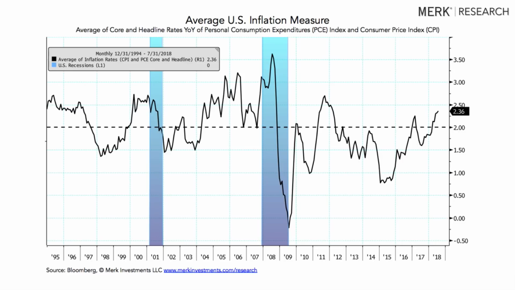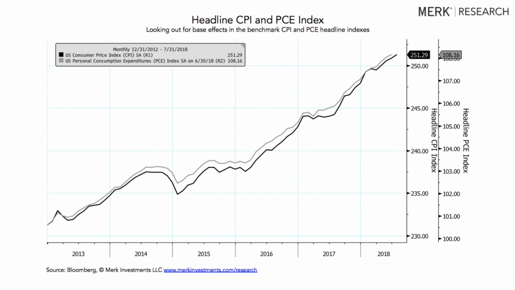So we do see inflation starting to pick up. Now, some of that is, I think, relating to what are called base effects. So in addition to looking at the year-over-year rate of change, I think it's worth looking at the actual index levels themselves. The year-over-year rate of change is the first derivative of the index, and here we're looking at the underlying indexes. So the black line is the CPI index, the gray line is the PCE index.